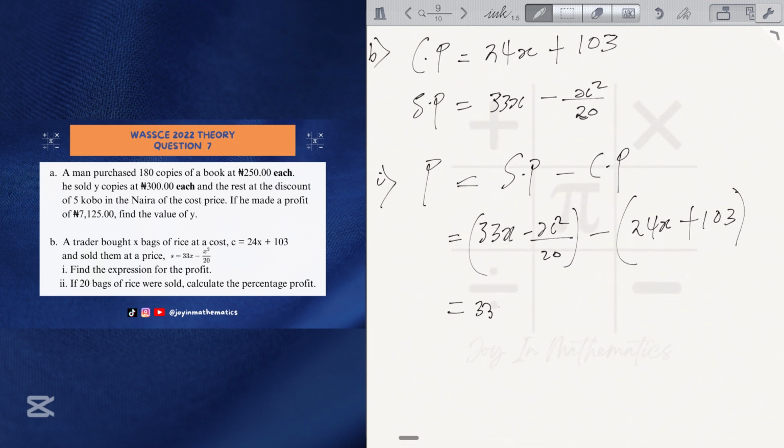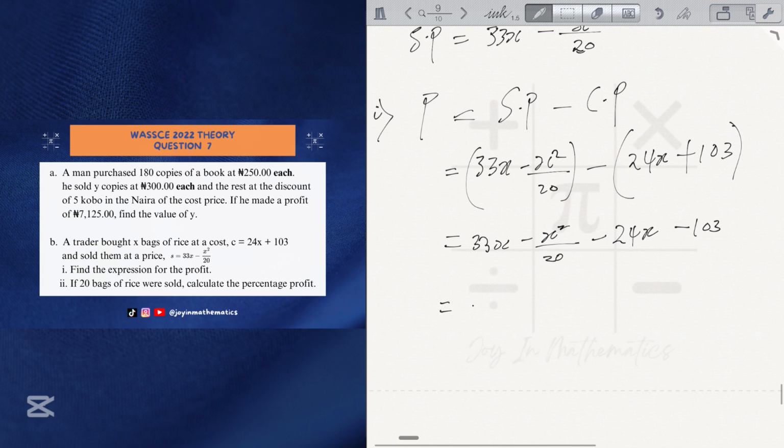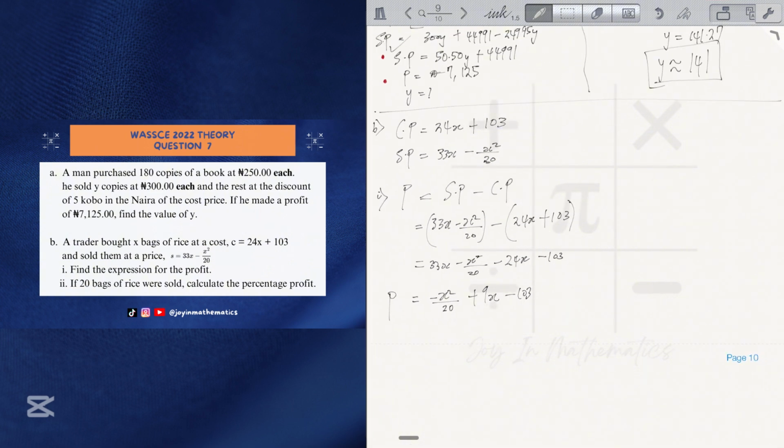So we'll have 33x minus x squared divided by 20 minus 24x minus 103. So x squared divided by 20 will be the first term, minus x squared divided by 20, and 33x minus 24x is 9x. So this will be plus 9x, and we'll have this to give us minus 103. So we have found the expression of the profit as minus x squared plus 9x minus 103.